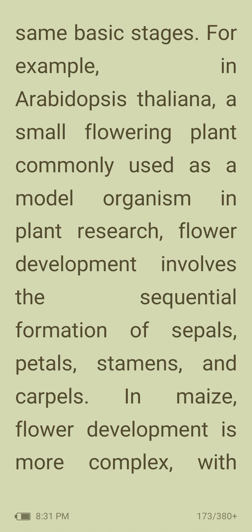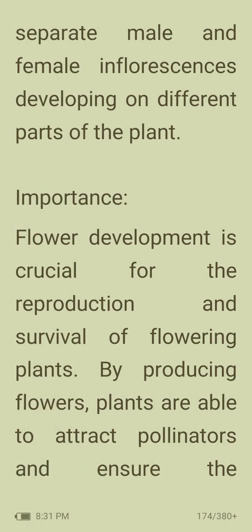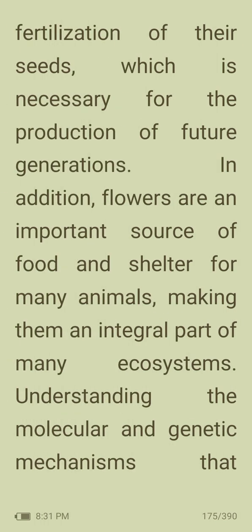In maize, flower development is more complex, with separate male and female inflorescences developing on different parts of the plant. Flower development is crucial for the reproduction and survival of flowering plants. By producing flowers, plants are able to attract pollinators and ensure the fertilization of seeds, which is necessary for the production of future generations. In addition, flowers are an important source of food and shelter for many animals, making them an integral part of many ecosystems.